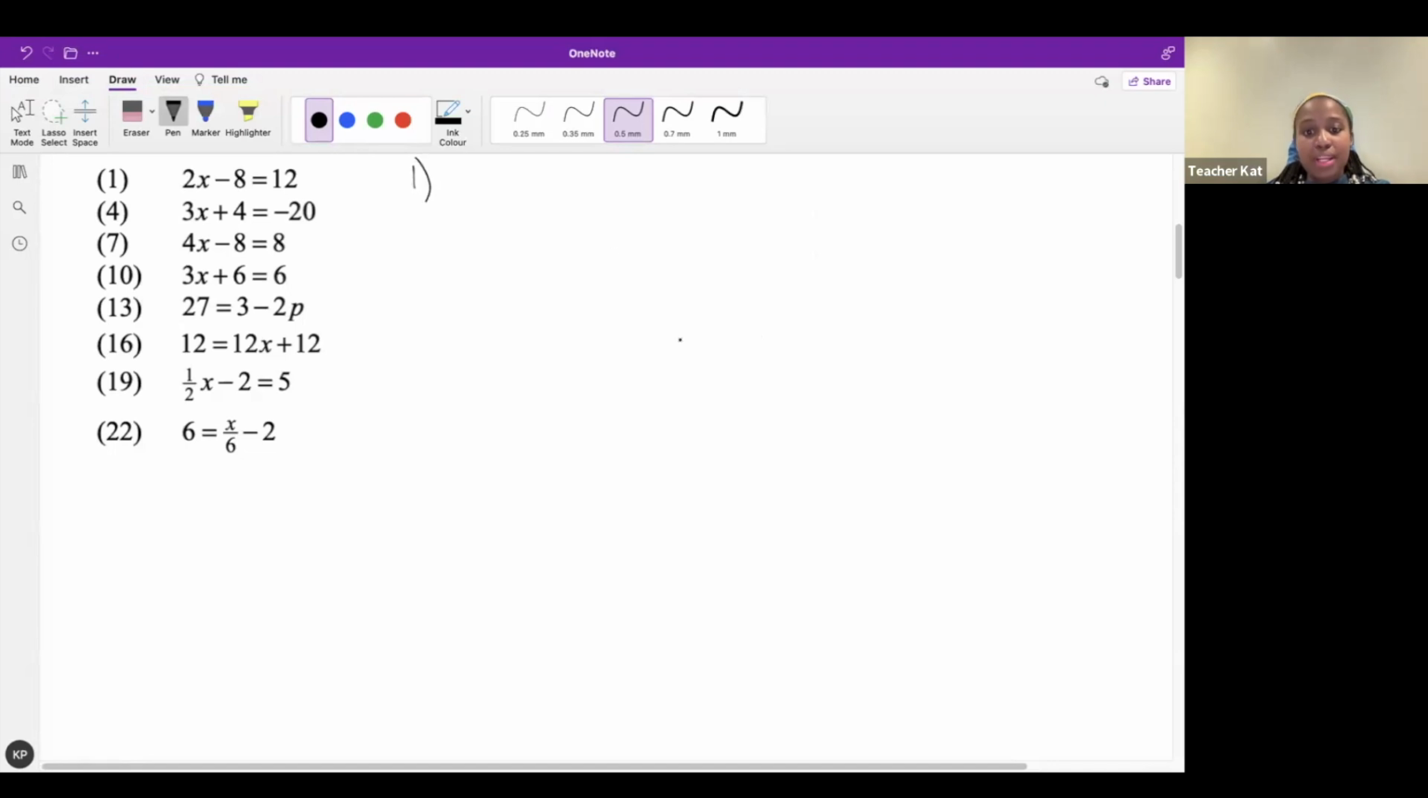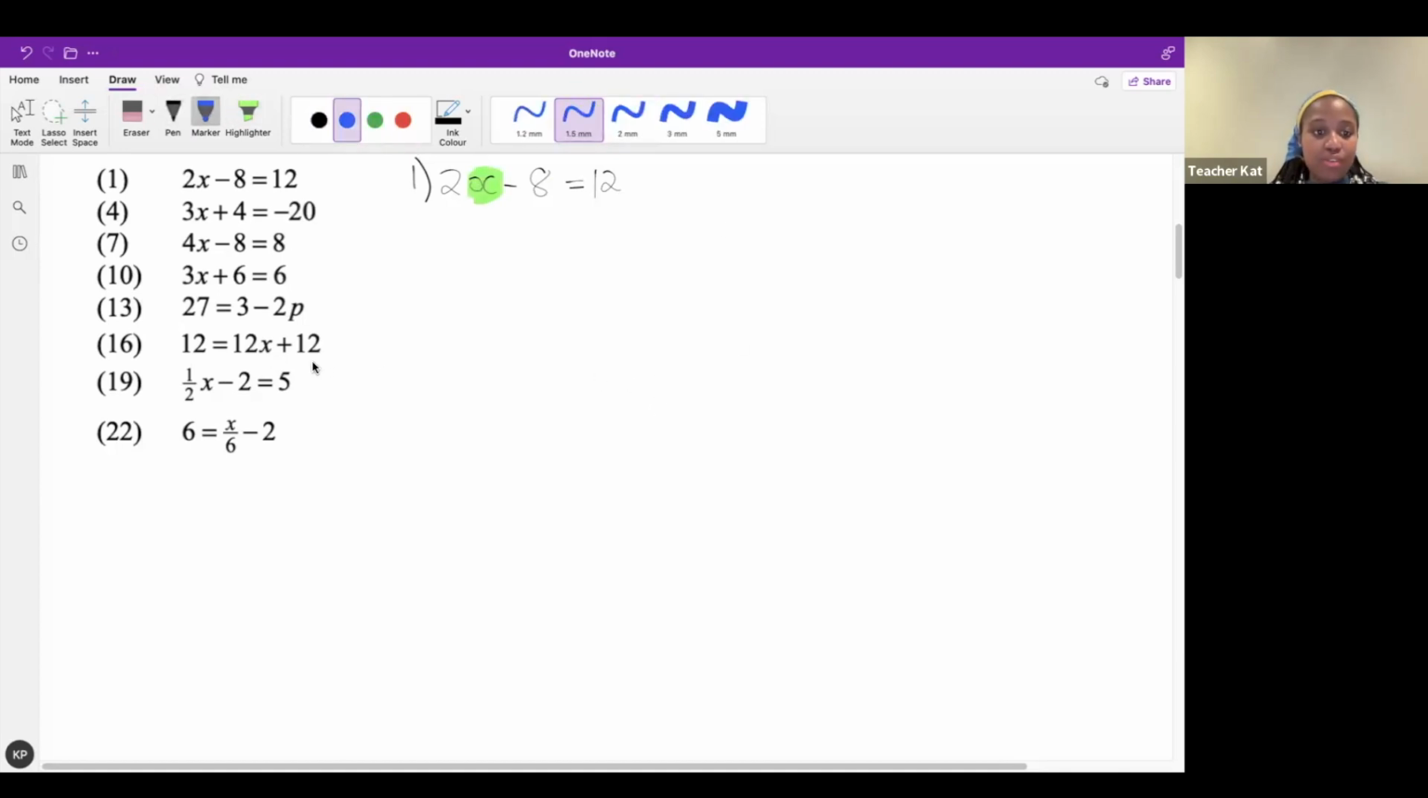If this numbering doesn't make sense to you, that's because I took the questions I wanted from a book, not all of them. Okay. All right. Number 1 says 2x minus 8, and this gives you 12. We want to solve for x. So what do we do here?